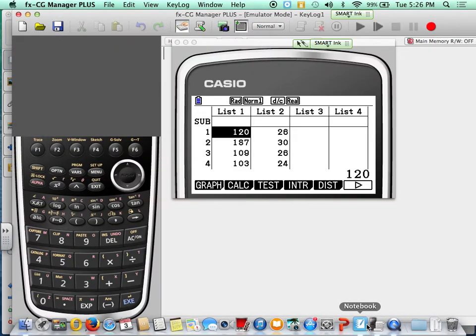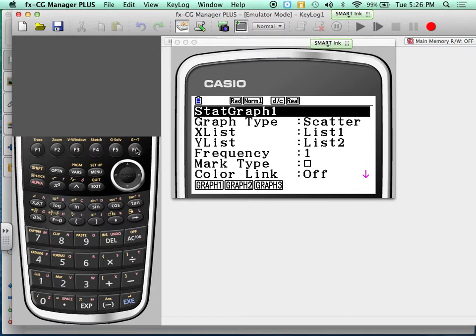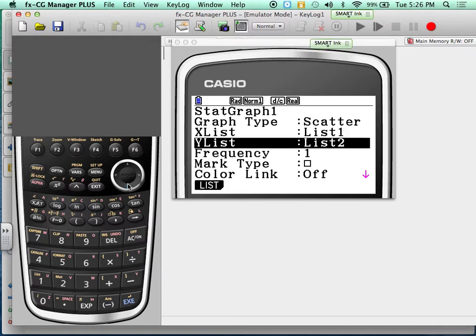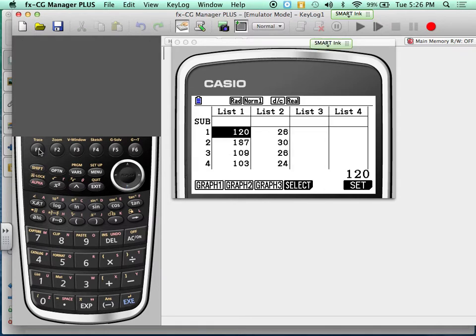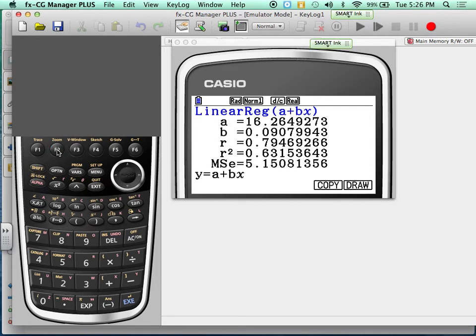All right, here's our data. We're going to hit graph, which is F1. We'll make sure it's set up. Stat graph F1 is a scatter plot between L1 and L2. So I'm going to go ahead and exit graph 1. I'm going to hit calc, X, A plus BX, which is F2. And here's our equation of the line. Y equals 16.3 plus 0.09.